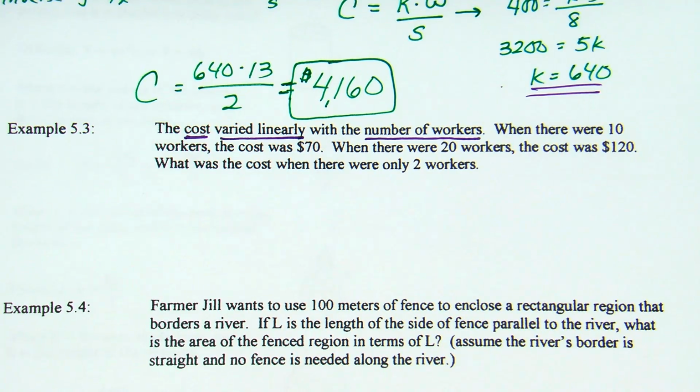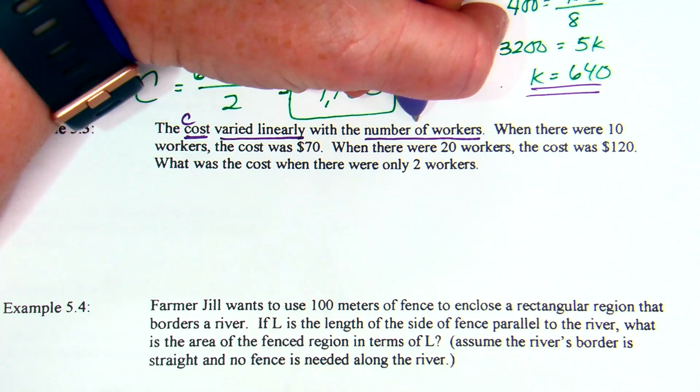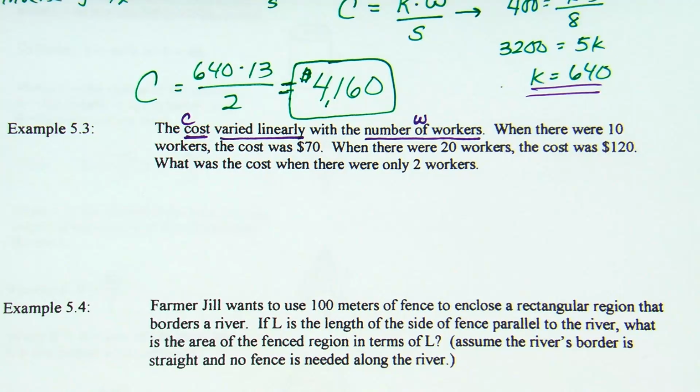Well, you can take a guess. Cost, I'm going to use C. Number of workers, I'm going to use W. If you want to use N, whatever floats your boat there. It varied linearly. What comes to mind when you think linearly? What comes to my mind is Y equals MX plus B.